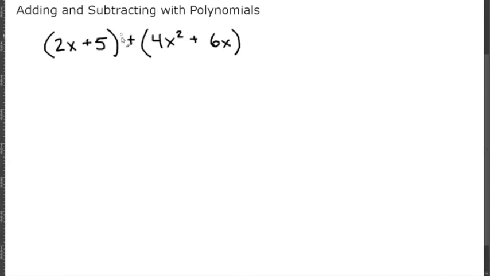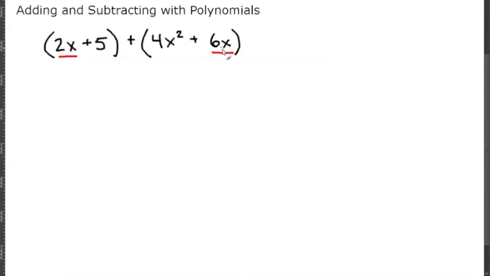In this video, I'm going to teach you how to add and subtract with polynomials. In this first example, we have 2x plus 5, so this first polynomial, plus 4x squared plus 6x. Now what we want to do is add the like terms. So 2x and 6x both have the variable x in them with a coefficient. There's only one x squared, which is over here, and there's only one numerical value of 5.